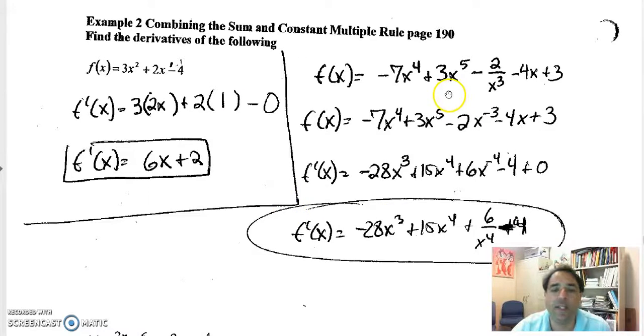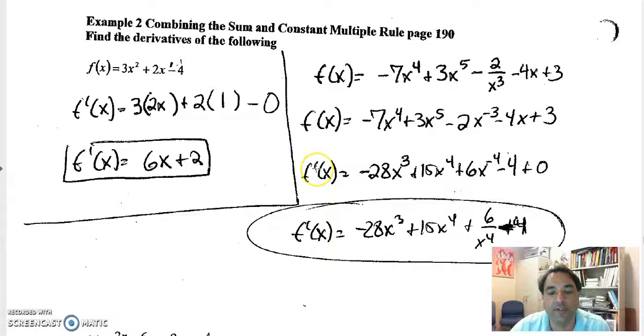If I had a little longer function, like negative 7x to the 4 plus 3x to the 5th minus 2 over x to the 3rd minus 4x plus 3, I would rewrite it first. So here's my original function. I'm rewriting my original function because I like the number in front, variable exponent, number in front, variable exponent. When there's a variable and exponent in the denominator, I want to rewrite it. So it'd still be minus 2. X to the 3rd brought up would be x to the negative 3 minus 4x plus 3. So remember, I'm rewriting it. I have not taken the derivative yet.